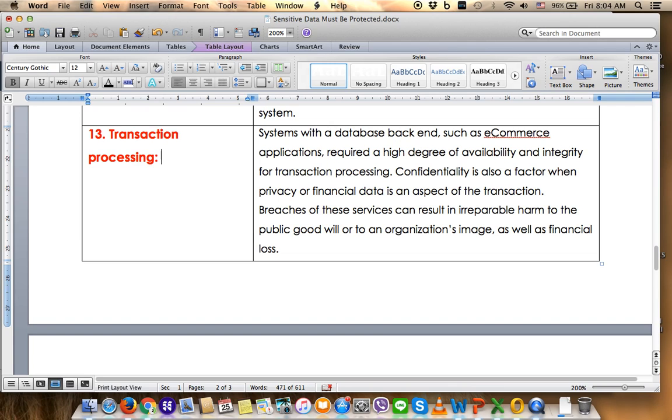So number 13 is transaction processing. This is involved with e-commerce activity that the organization needs to protect, for example internet banking or payment. Payment and transactions are involved with commercial applications or commercial transactions. So we consider them sensitive or confidential data. So the IT security and data governance team need to protect this area as sensitive data.